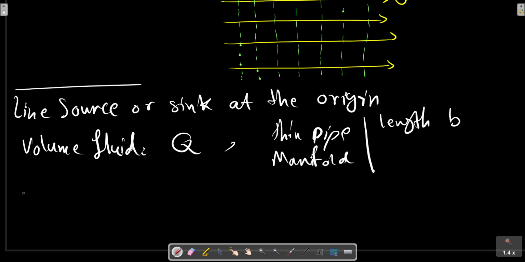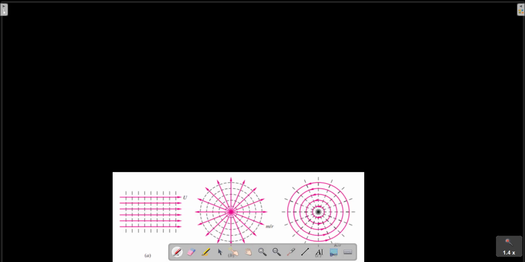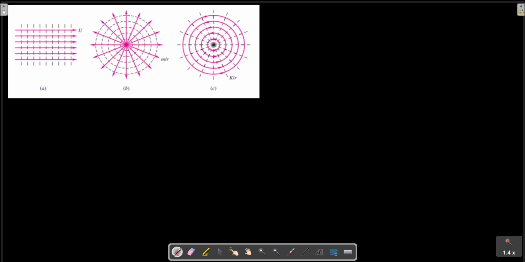So in the xy plane we have cylindrical radial outflow or line source, as also shown in this picture, Figure B.